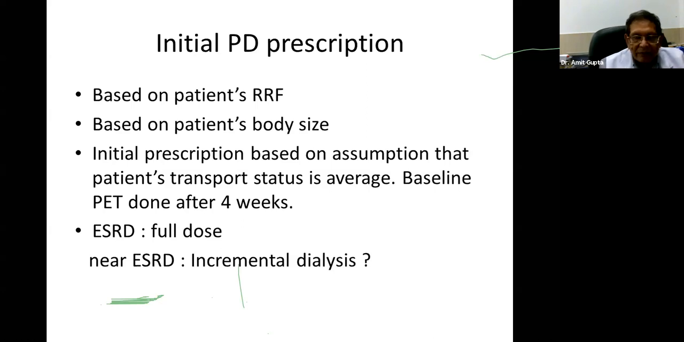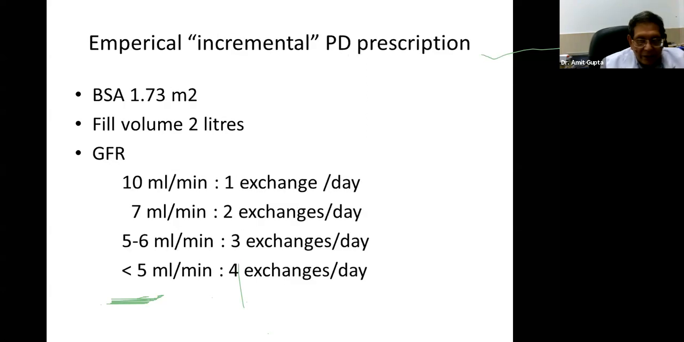Similarly, in peritoneal dialysis, if your patient has not reached total end-stage kidney disease, you can start with fewer exchanges and gradually build up. Some people have suggested that if your patient has a GFR of around 10 ml per minute, you can get away with one exchange per day in some patients. Those with 7 ml per minute do at least two exchanges per day. Those between 5 and 6, you have to do three exchanges per day. And if it's less than 5, you have to do all four exchanges per day. Keeping in mind that the fill volume is roughly 2 liters, and the body surface area is about 1.73 meters squared.